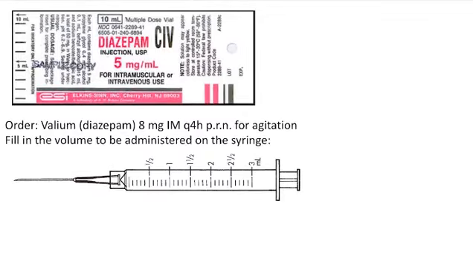What is my question asking? Volume to be administered on the syringe. Okay, so I need to know how many milliliters I'm going to give per dose because I'm going to have to color that in down here in my syringe. What do I need to know how many milliliters? I need to know my doctor's order. I need to know my drug label concentration. This is going to be a D over H times V calculation.